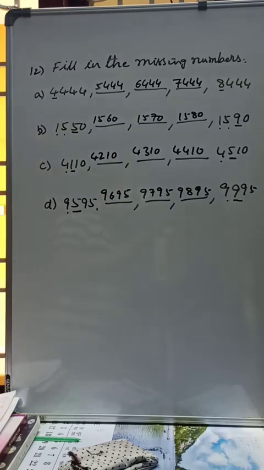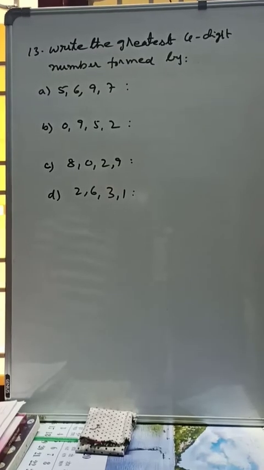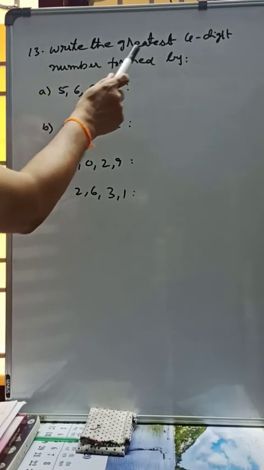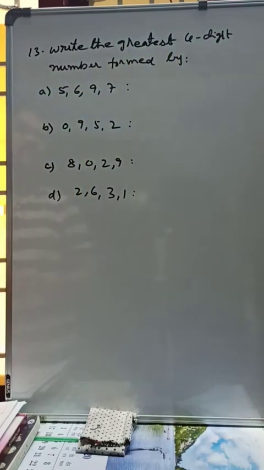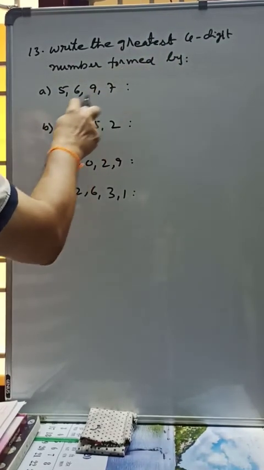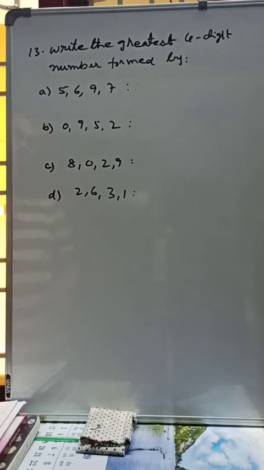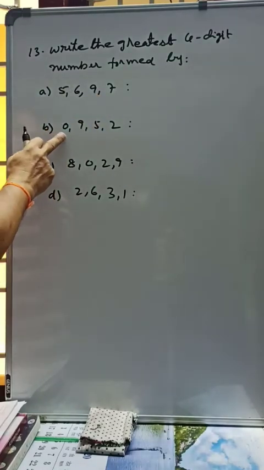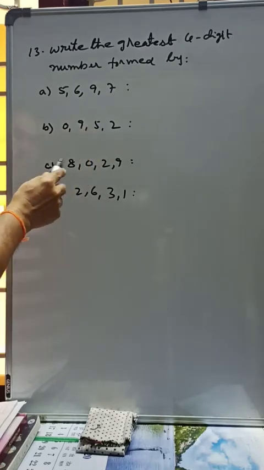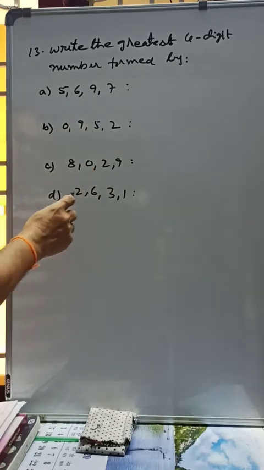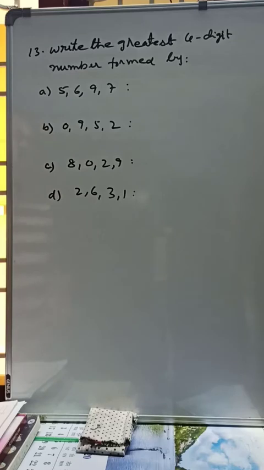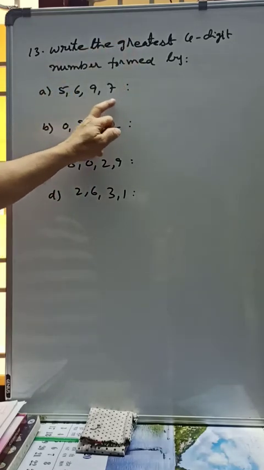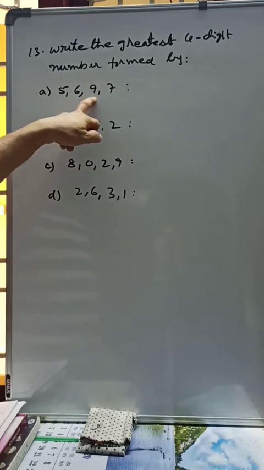12th sum completed. Coming to the 13th one, we have to write the greatest 4-digit number formed by the digits given. In A they gave 5, 6, 9, 7. In B, 0952. In C, 8029. In D, 2631. To write the greatest 4-digit number among the 4 digits, choose the first greatest number.